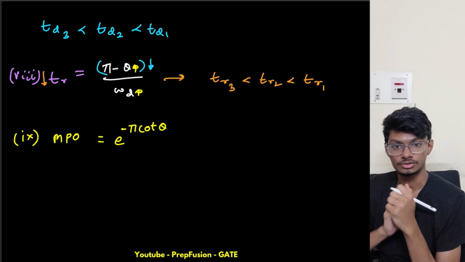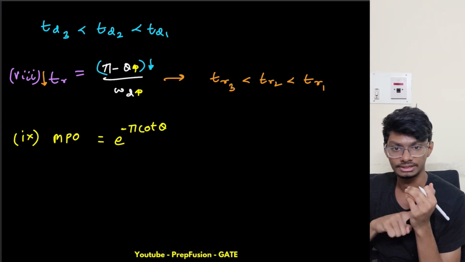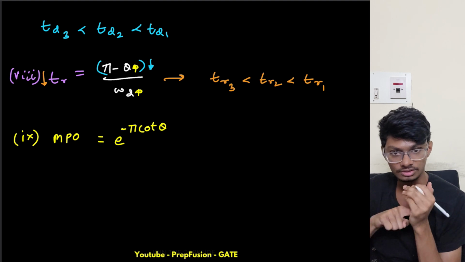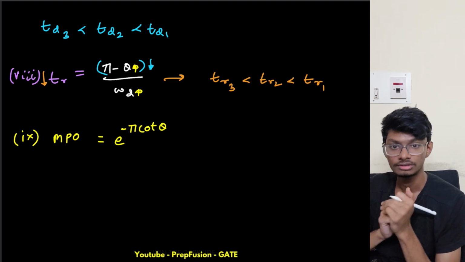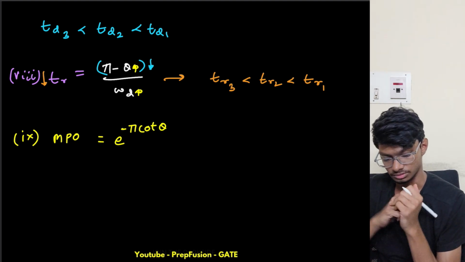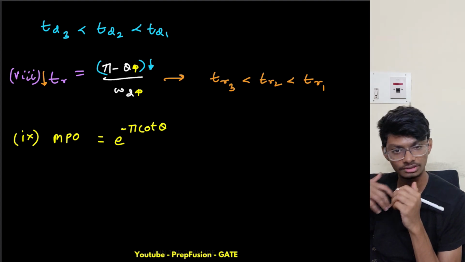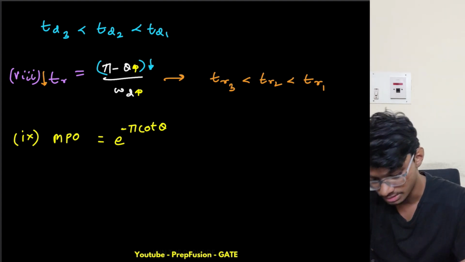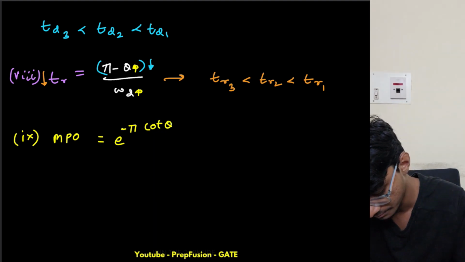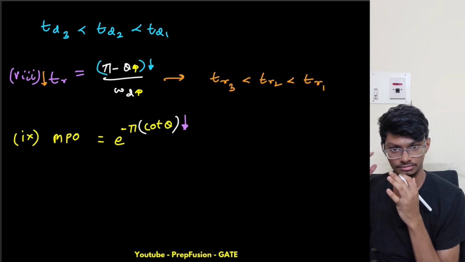So if it equals e raised to power minus pi cot theta, then what is happening to theta? My theta is increasing. If theta is increasing, then cot theta will reduce, right? Cot theta is cos theta by sin theta. For cos theta, as theta increases, cos theta reduces. So the numerator will reduce and the denominator is increasing. Hence this will reduce.